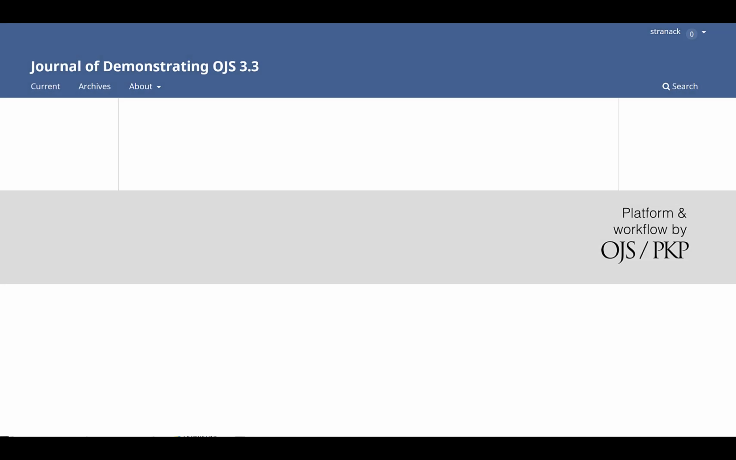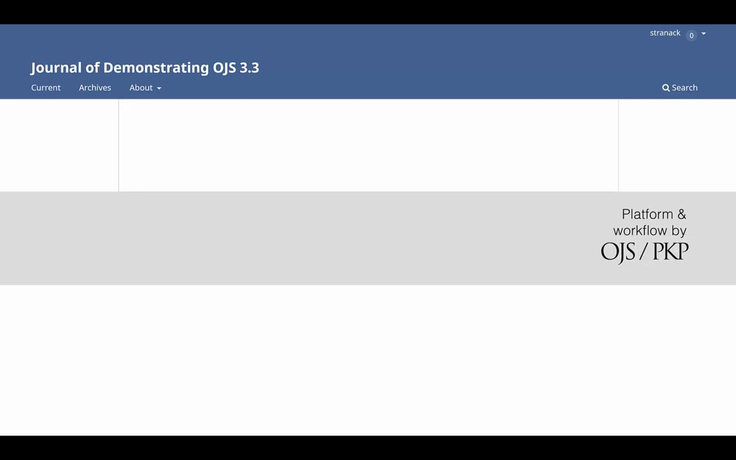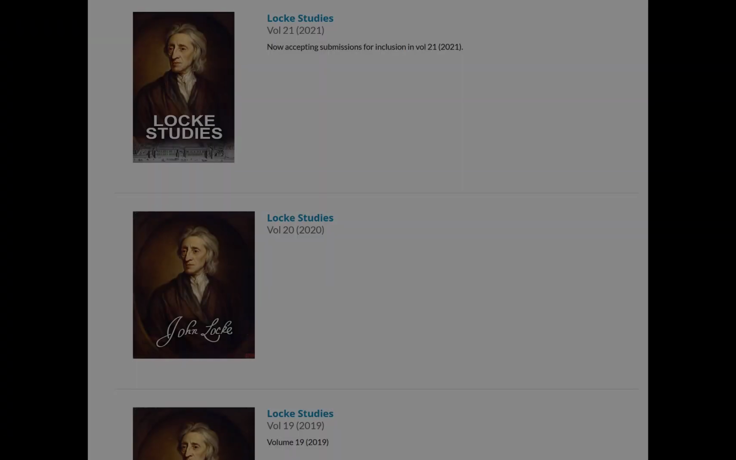Hello and welcome back. In Module 7, we're going to take a look at issue management in OJS 3.3. Most journals divide their content up into issues, and most issues are a combination of volumes and numbers. Typically, a journal assigns a new volume each year and new numbers within that volume. Biannual journals would publish 2 issues per volume. Triannuals have 3, quarterlies 4, etc.